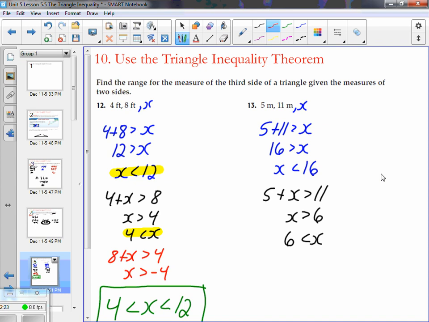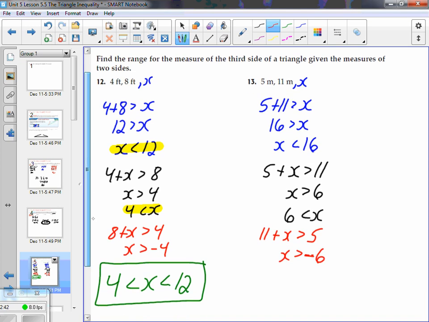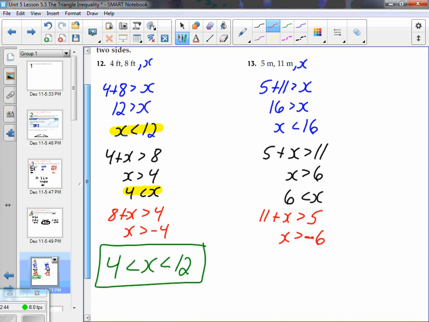And this last one. We also know that 11 plus x has to be greater than 5. Subtract 11 from both sides, and we get one that's not useful. We already knew x had to be greater than negative 6. That doesn't tell us anything we didn't already know. Now, put together the black one and the blue one, and our compound inequality will be 6 is less than x, and x is less than 16.